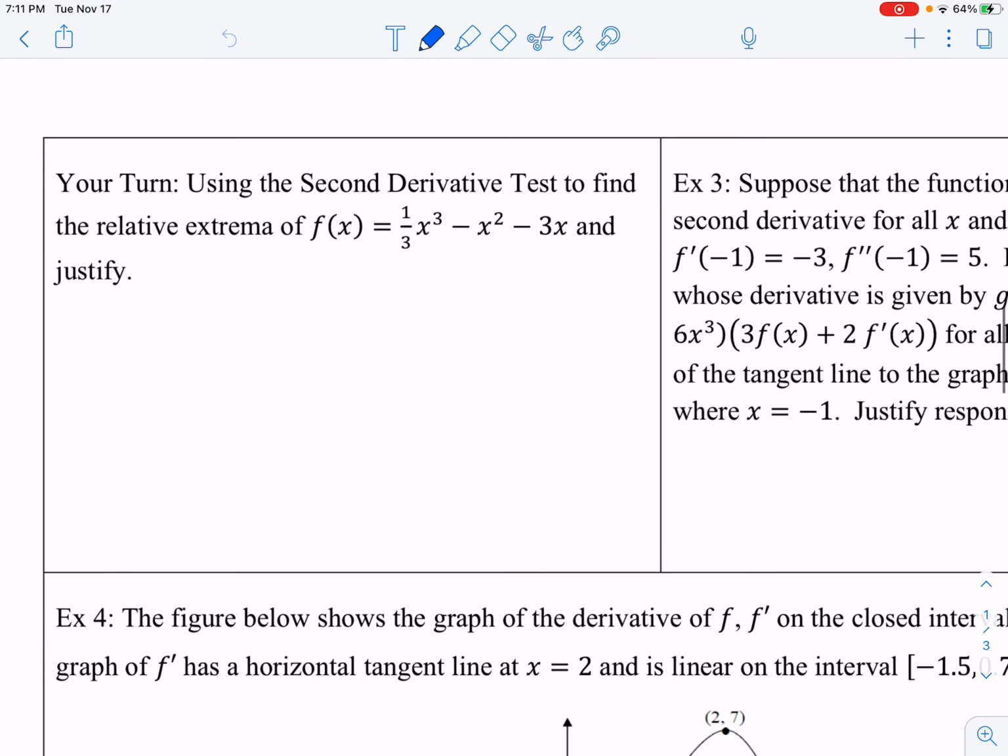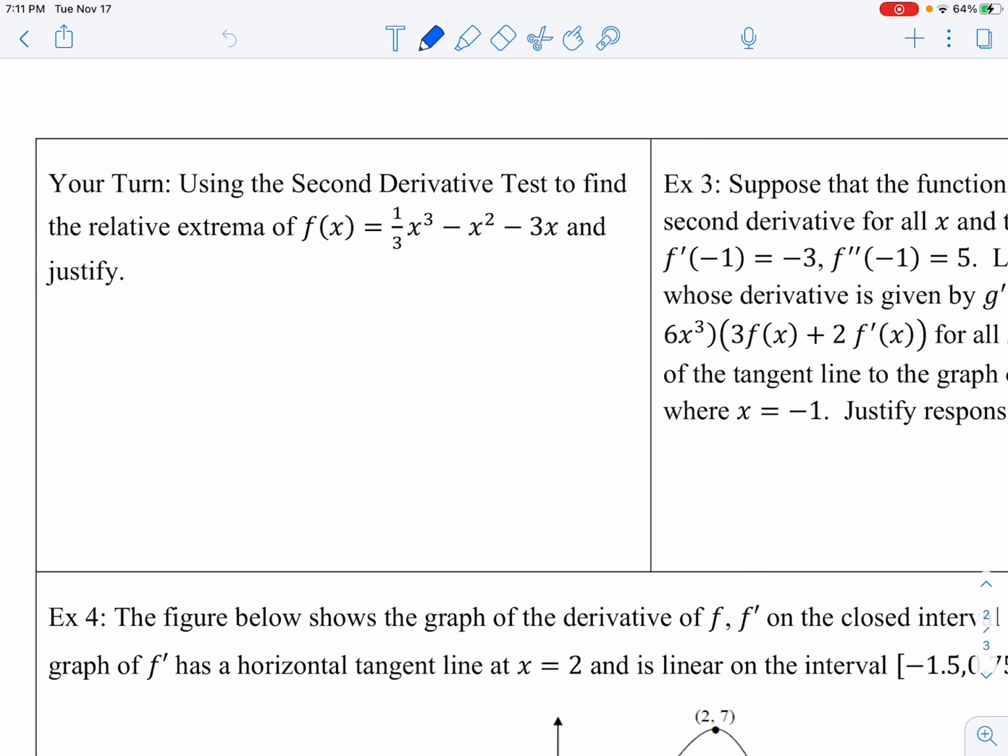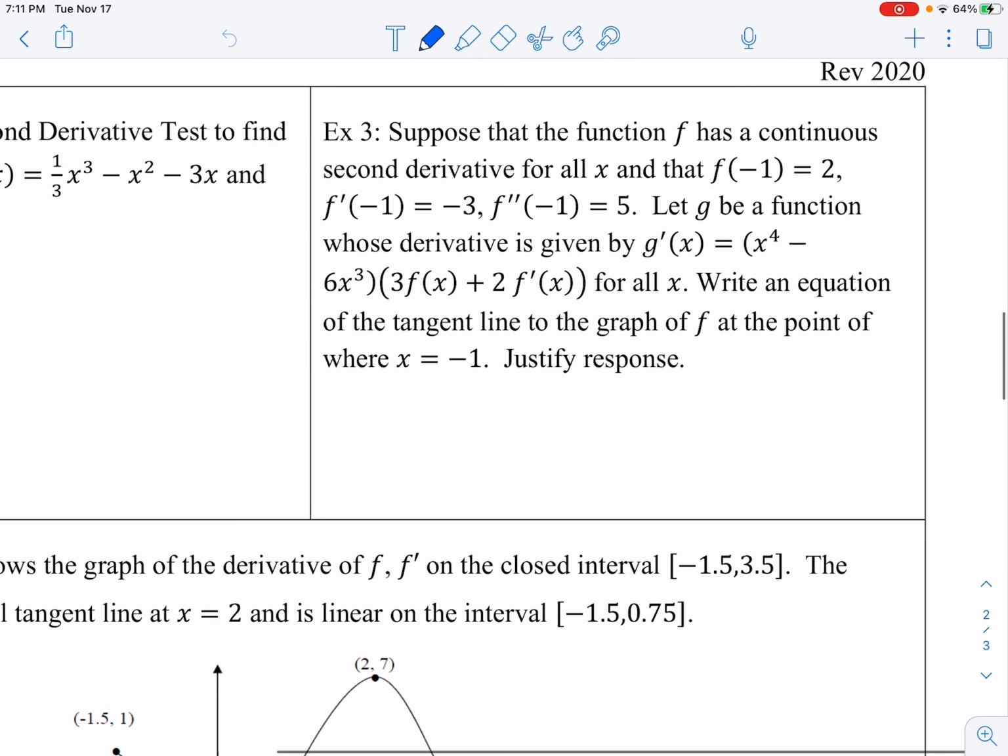All right, using the second derivative test, find the relative extrema. That's another one you can do by yourself. Suppose the function f has a continuous second derivative for all x. f of negative 1 is 2, f prime of negative 1 is negative 3, and f double prime of negative 1 is 5. Let g be a function whose derivative is given by... Write an equation of the tangent line to the graph of f at the point where x equals negative 1.